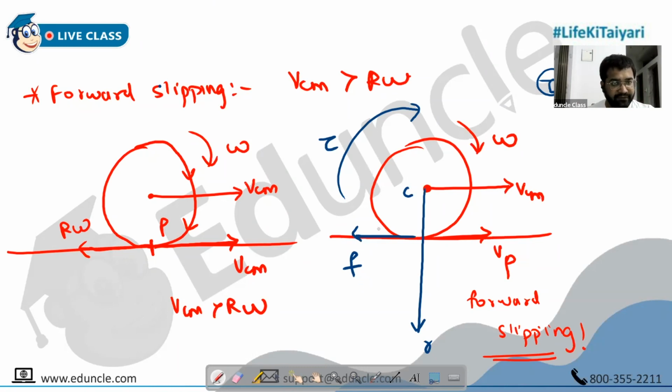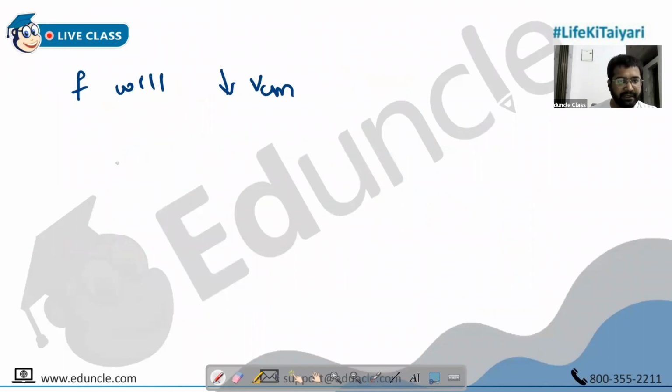Force, this friction will generate a torque. Since torque is there, it means angular acceleration is there. The question is, is this angular acceleration in the direction of omega or in the opposite direction of omega? Obviously, it is in the direction of omega. So this will increase the value of omega. So I can simply say another thing here, and that is torque will increase omega.